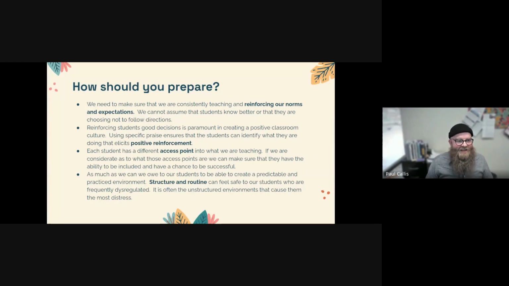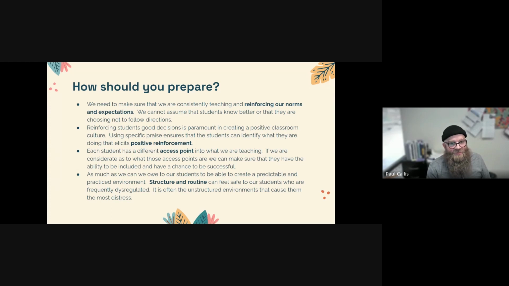Because if we don't do that, then we're reinforcing that they don't belong or they're not welcome in our space. So always ask beforehand: how is this student going to participate? What does it look like? What are ways we can be flexible in what that participation looks like?